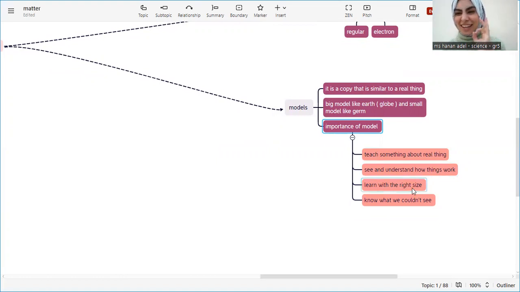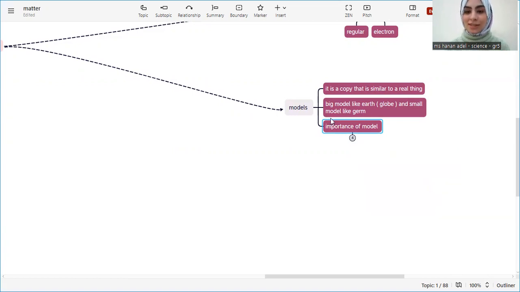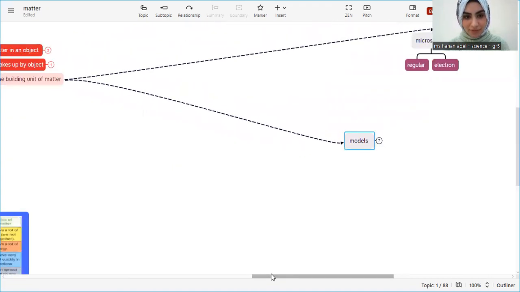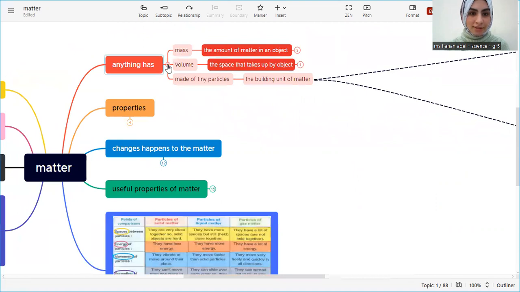Learn with the right size exactly, because we can't deal with the small size, the size of bacteria and germs. We can't deal with the big size like the solar system. So we can make the thing with the right size that we can use. Know what we couldn't see, the things that we never saw, so we would not know them. Now we can know them using the model. This is the second point here.